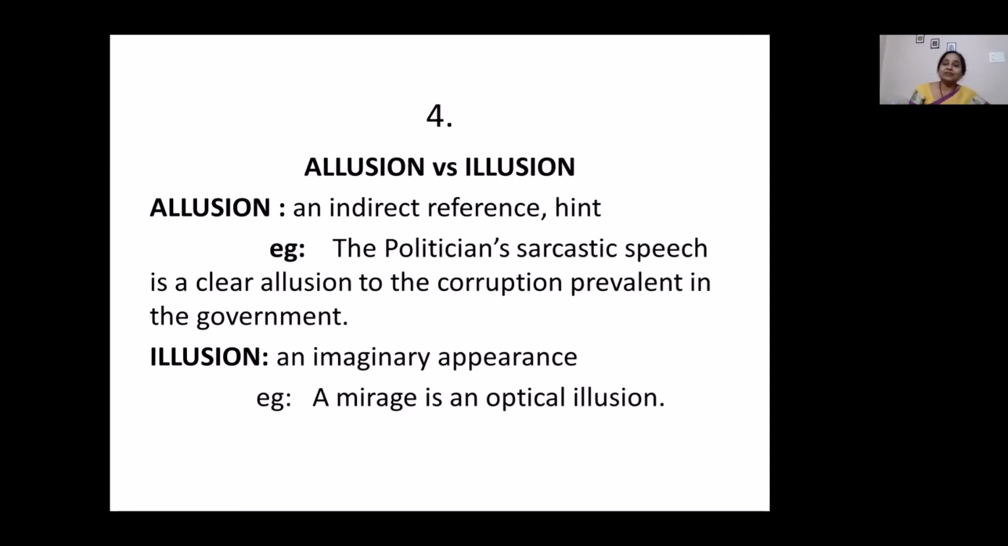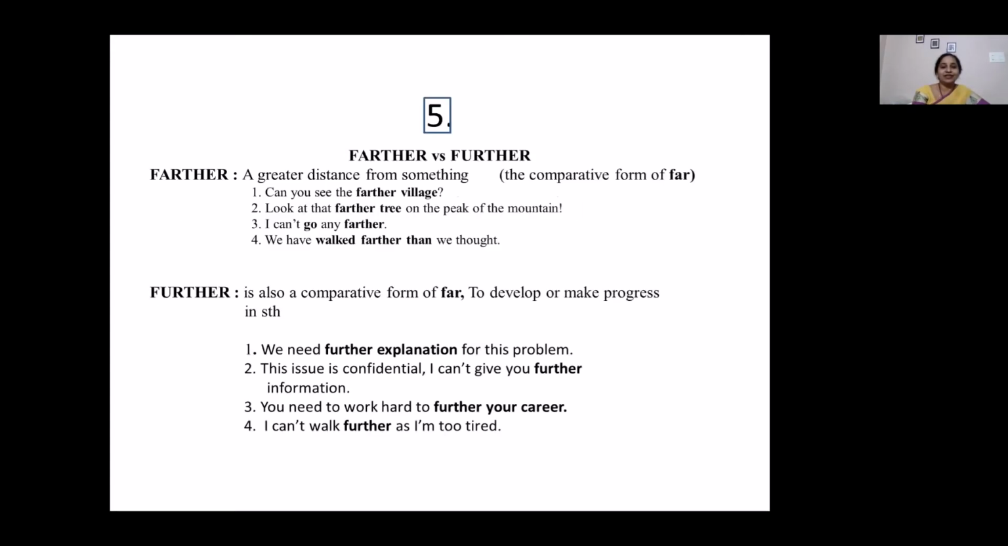That is called a mirage. So this is the meaning of this pair of words, allusion and illusion. The next pair of words is farther and further. Farther and further are both derived from the word far. So farther means a greater distance from something, and it is also the comparative form of far.